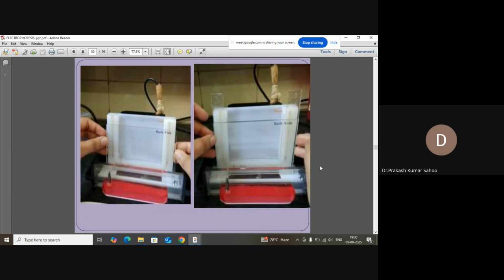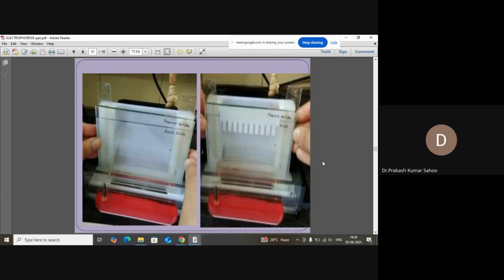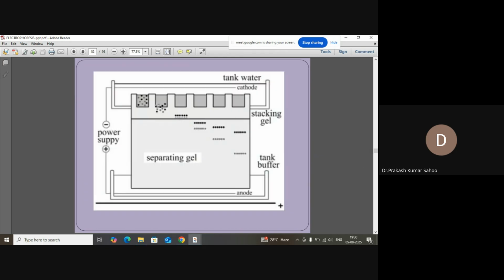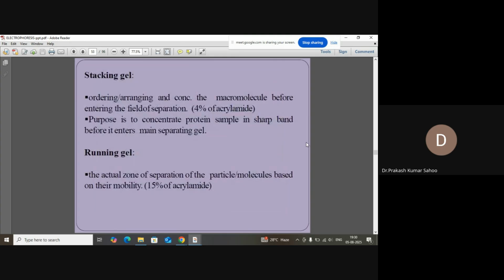This is a demonstration of that SDS-PAGE, sorry, electrophoresis, and this is how the separation is done. You see here, the separating gel is here. You have a tank of cathode and anode at the bottom, and a buffer solution tank, and when the power supply is on, your sequence now moves to the respective electrodes accordingly.